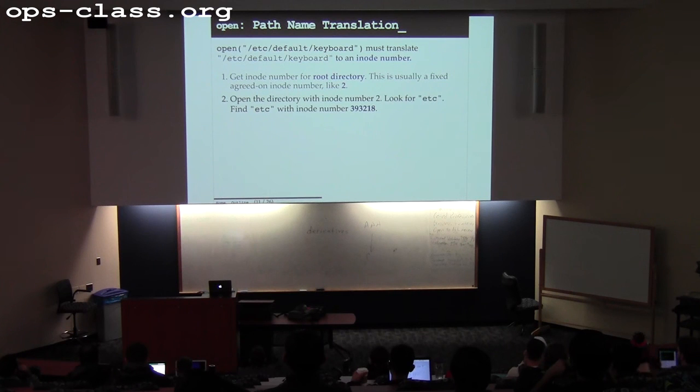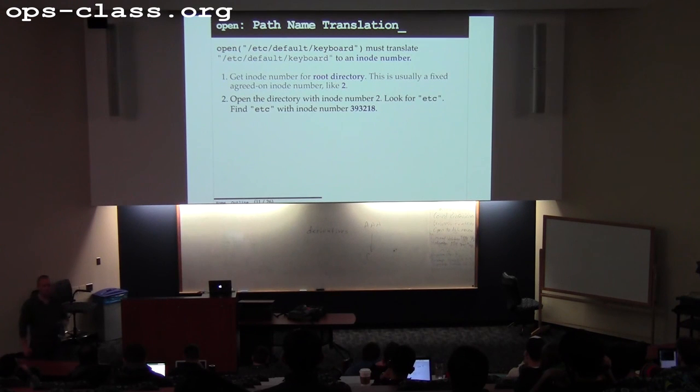So now I open the directory with inode number 2. Remember what I said before, which is that directories essentially are data structures that map path name components to inode numbers. If you're familiar with JSON or something, you can just pretend that the directory has a JSON string in it that maps path name components to inode numbers. In reality, it's probably a more efficient data structure than that, but that's basically what it is. The directory contents are this mapping. So I look this up, and I need to look for an entry matching etc. And in this case, let's say, using our previous example, that etc has inode number 393218.